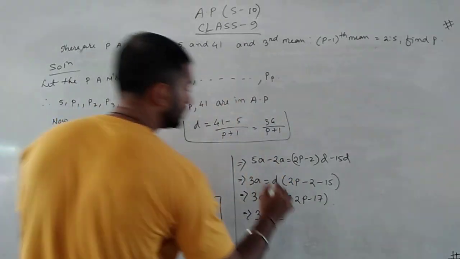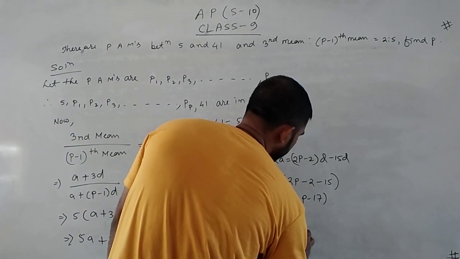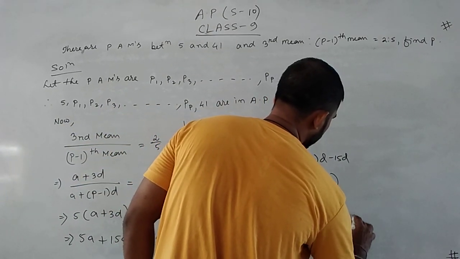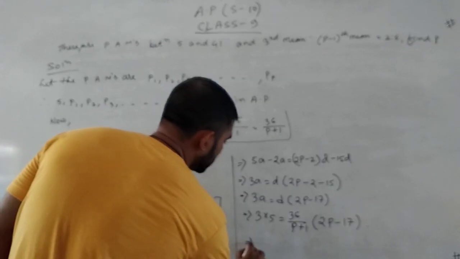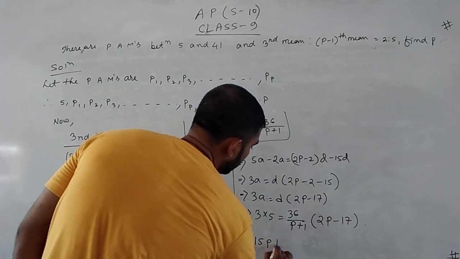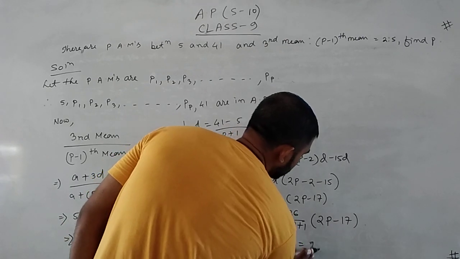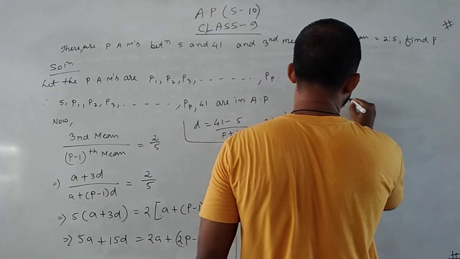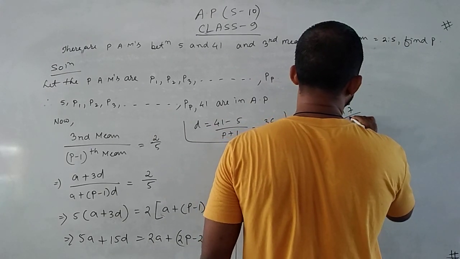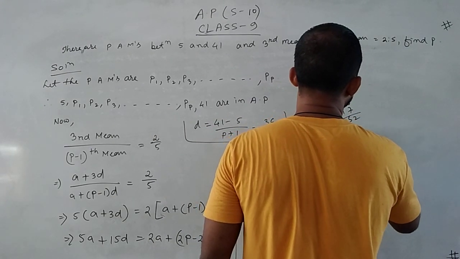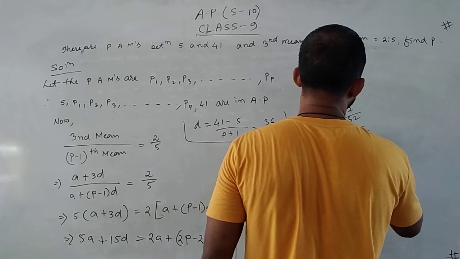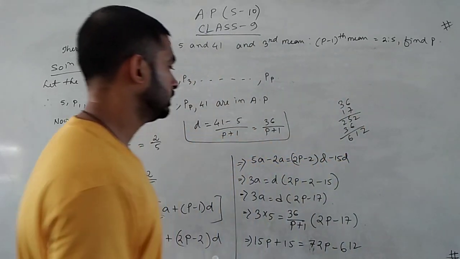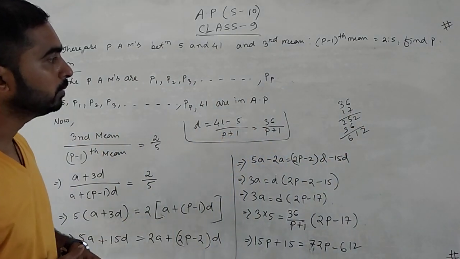d equal to 36 by p plus 1, into 2p minus 17. So 15p plus 15 equal 72p minus 36 into 17. How much? 612.